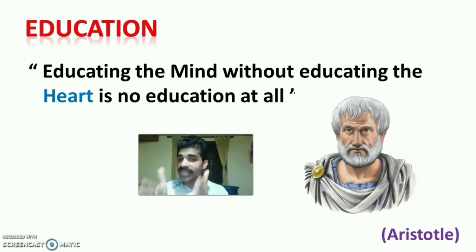Aristotle also said that educating the mind of an individual without educating the heart of that individual is no education at all. That is not considered education. According to Aristotle, changes have to be made in the heart of the child or scholar. Education has to reach up to the heart, and modification has to be done at the heart level of the individual. So not only changing the mind of the person, but also the concept and attitude in the heart of the person. Thus, educating the mind without educating the heart is no education at all, according to Aristotle.